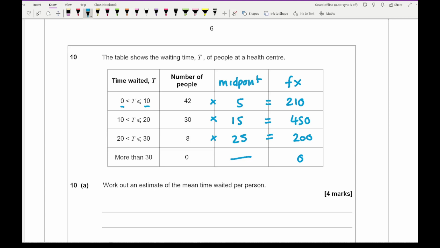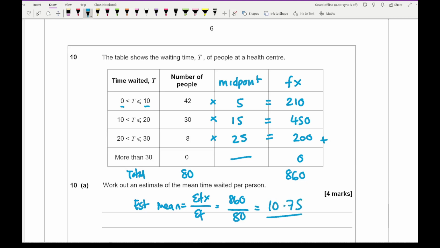So then to work out the estimated mean, it's going to be the total fx over the total frequency. Now the frequency is 80, and the total of the fx values, if I add all those three numbers up, is 860. So it's going to be 860 divided by 80, which gives me an answer of 10.75.